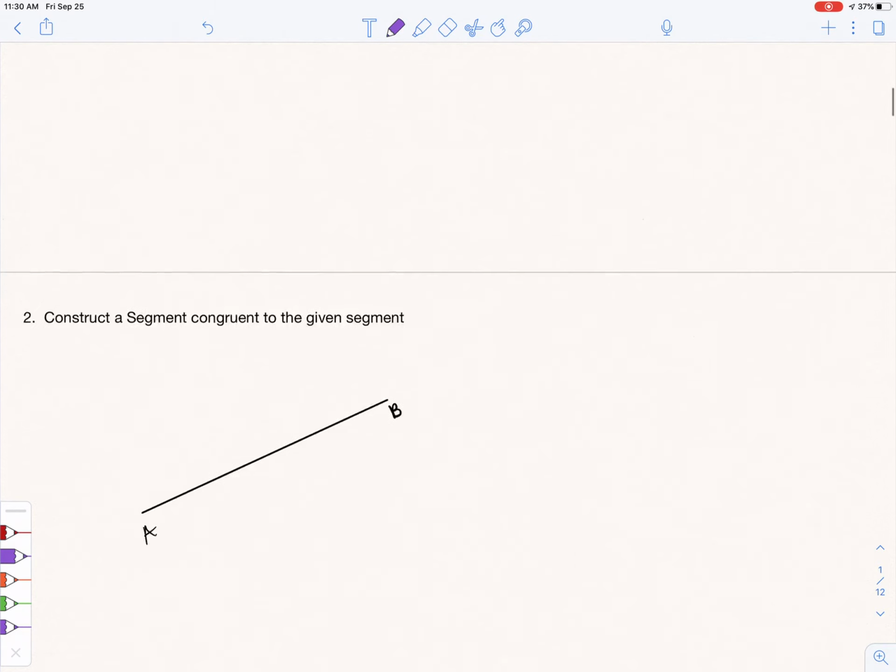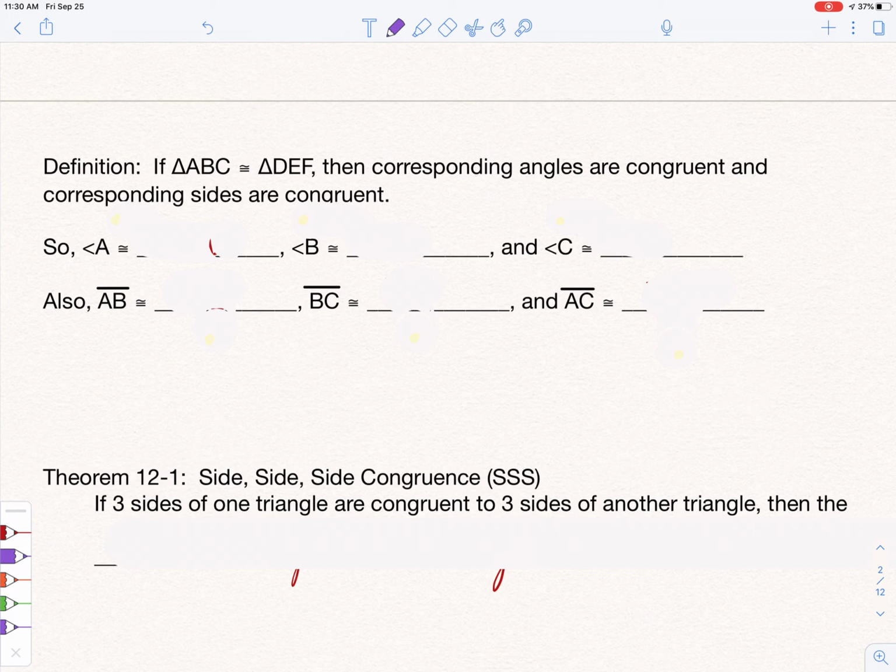So the first thing to notice is that the first two words here, if triangle ABC is congruent to triangle DEF, one thing to notice is that the order of the letters makes a big difference. So pay attention to the order of the letters. This is saying that point A is always going to correspond to point D. Point B and point E are always going to be corresponding points, and point C and point F are always going to be corresponding points. So that's going to matter a lot in the upcoming days.